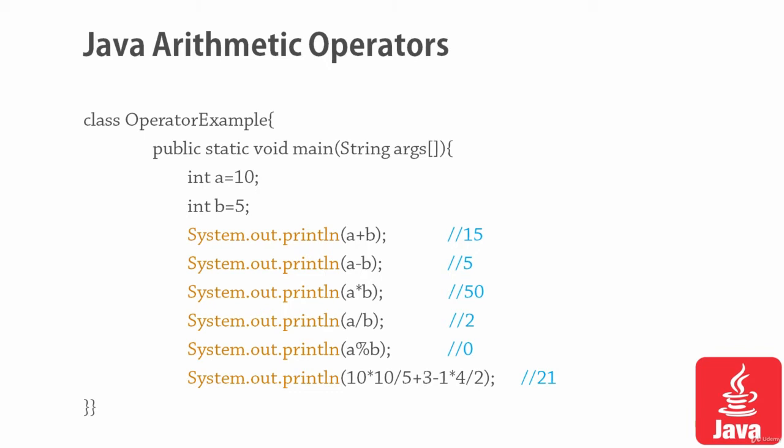The division, if we write a slash b or division symbol, so the a will be divided by b. 10 will be divided by 5 equals 2, that is the quotient. If we write modulus or mod, it will display the remainder. The remainder here is 0.